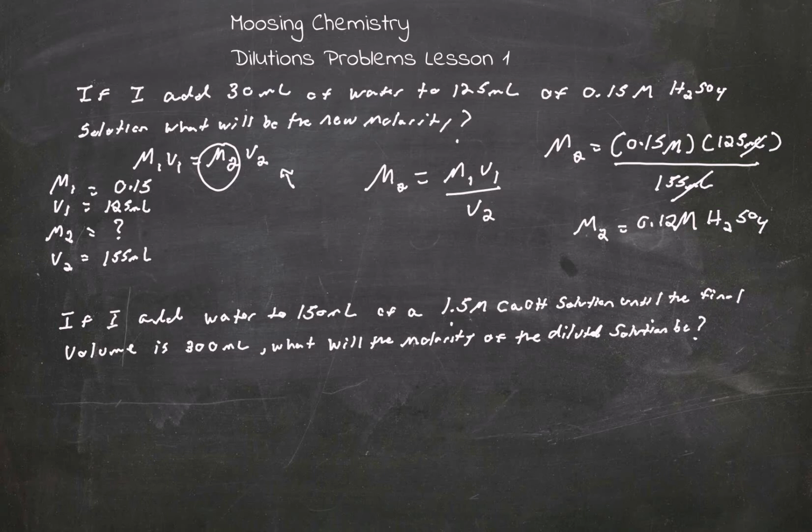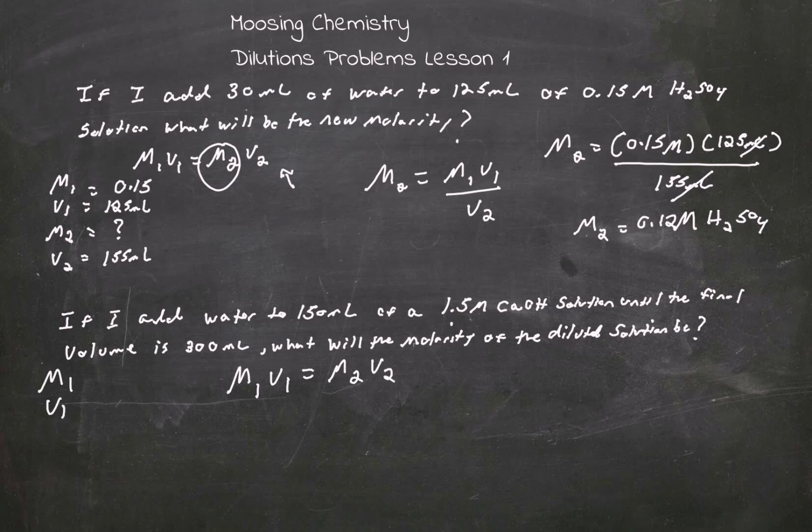Okay, let's look at our second question here. If I add water to 150 milliliters of a 1.5 molarity calcium hydroxide solution until the final volume is 300 milliliters, what will the molarity of the diluted solution be? Okay, again, we set up M1V1 equals M2V2. So let's figure out who's who.